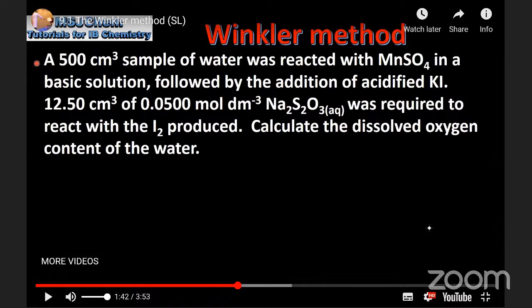Okay, soalan akan tanya macam ni saja. 500 cm cube of water react with magnesium sulfate in a basic solution. Ayat-ayat ni mungkin nampak macam apa ni tak tahu kan. Actually this first equation tadi. So if you understand the process, at first place we add the alkaline, then next we add the acidified potassium iodide. What's required to react with? So calculate the dissolved oxygen content of the water. Okay, let's do it together.